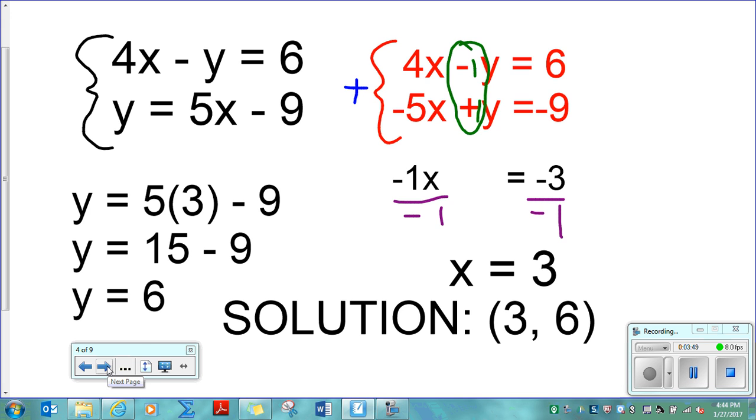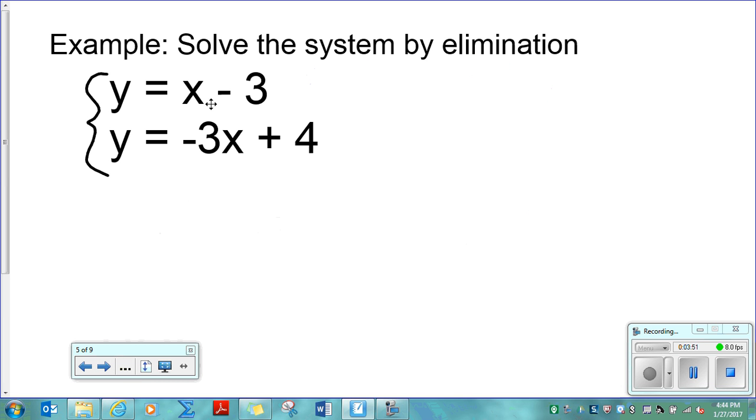Alright, let's try one a little different. So here the y's and the x's and the constants are basically lined up. However, we don't have any opposite coefficients. So there's multiple ways you could do this. You could get rid of the y's. You just need to multiply one equation by negative 1. Then the y's would have opposite coefficients.